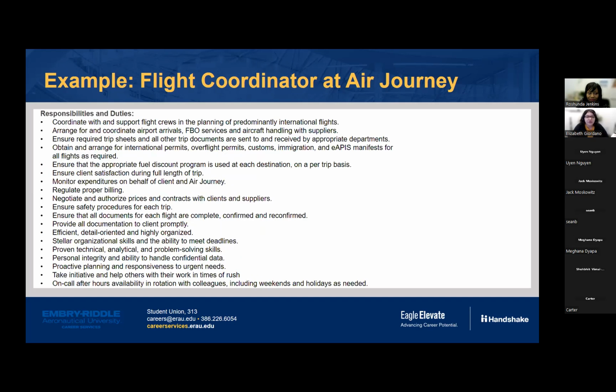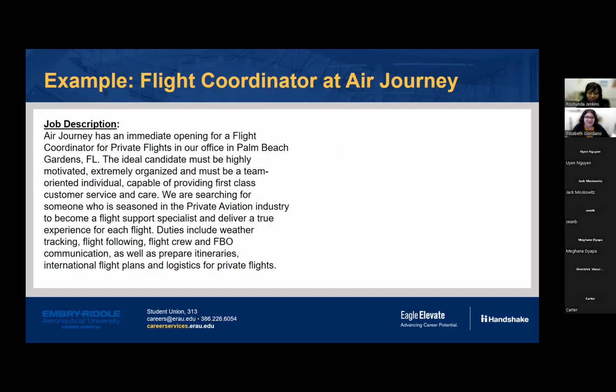So when we look at the Air Journey, go back real quick, sorry. When we look at this first part of the Air Journey example, you can see what they're looking for, right? Someone who's highly motivated, organized, team-oriented, with first-class customer service and care. So what do you want to show on your resume? Motivated, well, you're motivated to apply for the position. That's going to show them that.